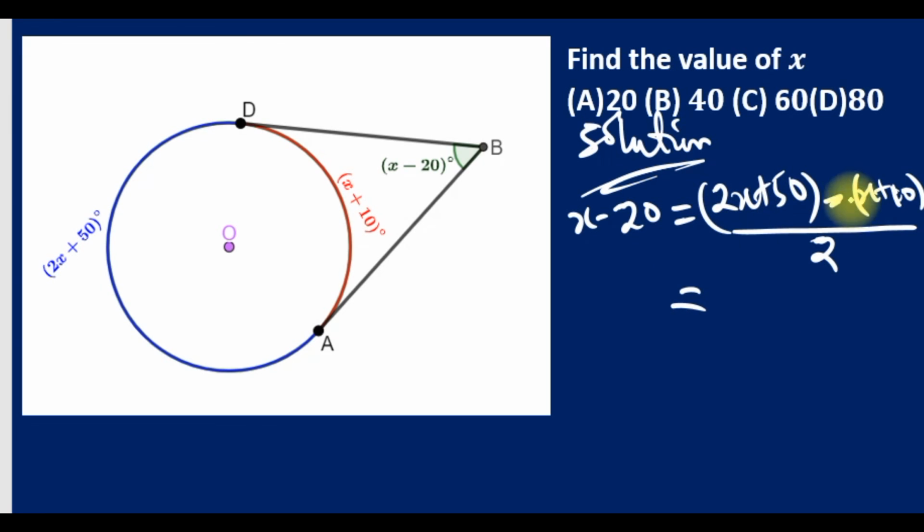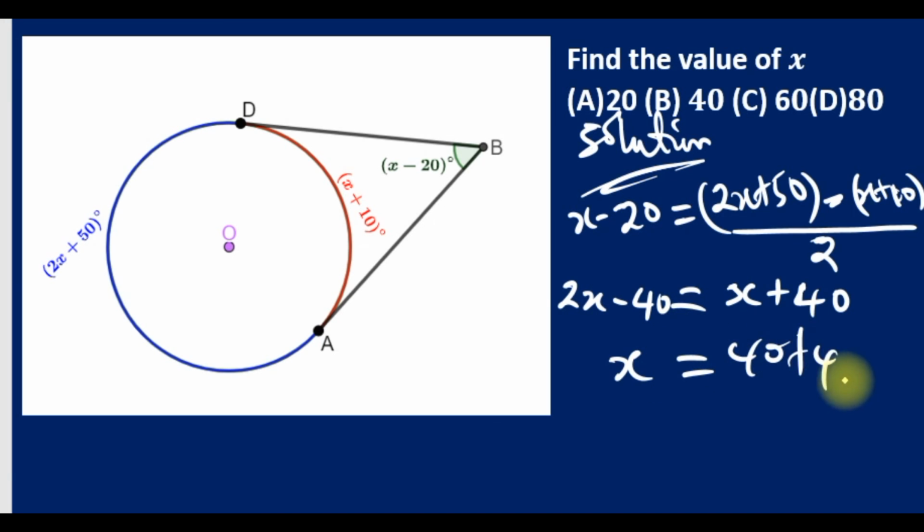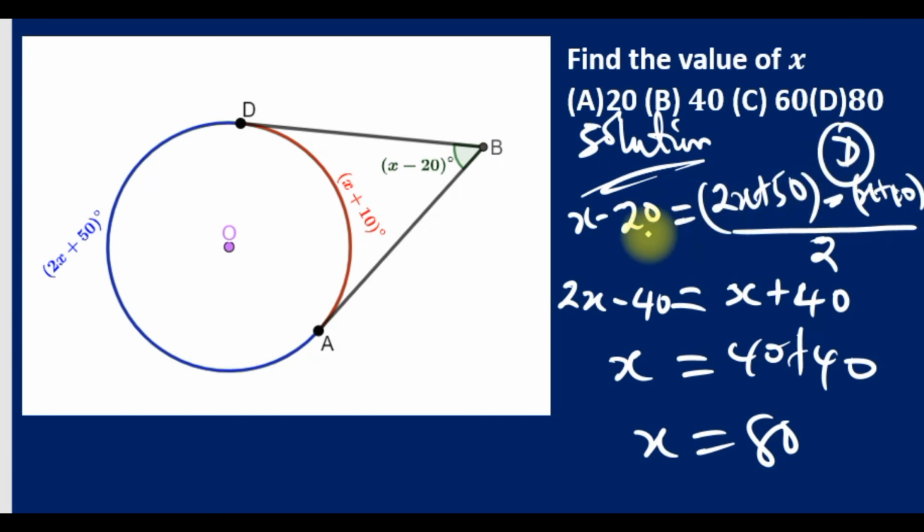So 2x minus x is x. 50 minus 10 is 40, that's plus 40. 2 times x is 2x. 2 times minus 20 is minus 40. So we have, this goes over 2: 2x minus x is x, and 40 plus 40 is 80. So our answer is option D. Whenever you are given such, just use the formula.